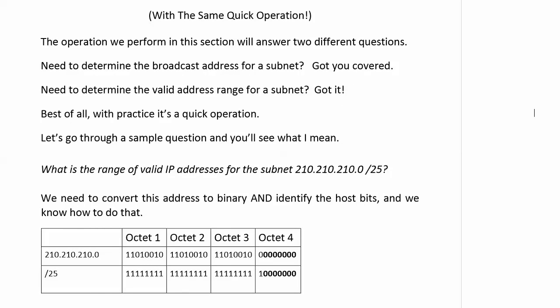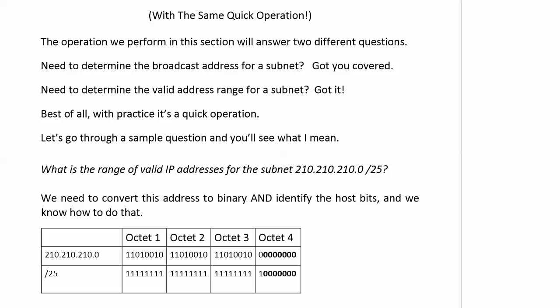What's the range of valid addresses for the subnet 210.210.210.0/25? A little bit of a cheat there on the 210 three times, but it illustrates what we're going to need to do, because what we need to do is convert the address to binary and identify the host bits. You don't necessarily have to draw the mask out underneath. I'm going to do that in our example here. You don't have to do that on exam day, but you just want to convert the address to binary and identify the host bits, which is what we've done here.